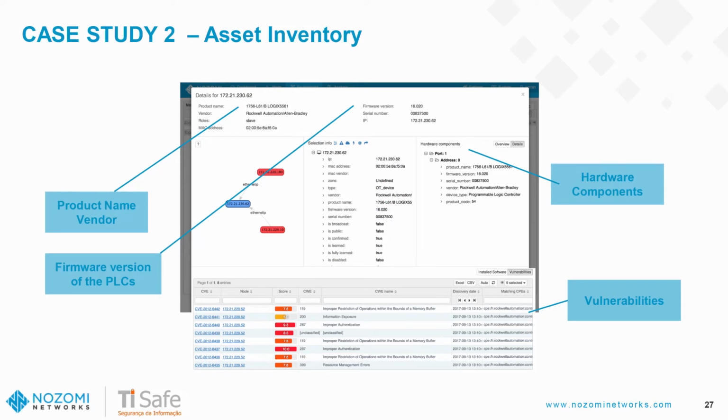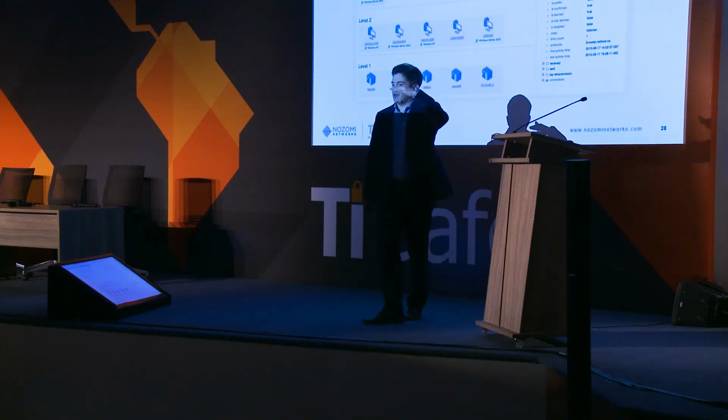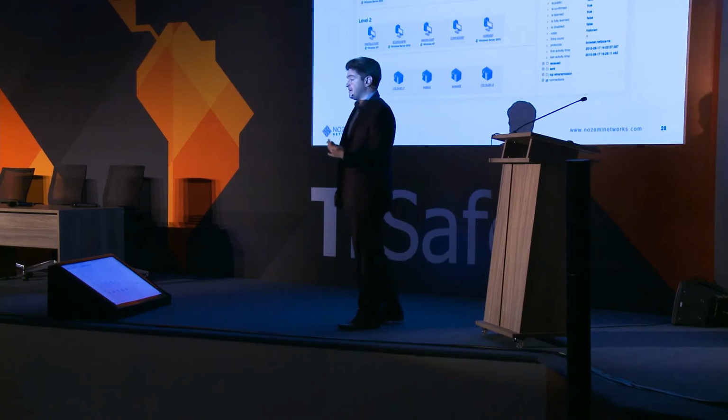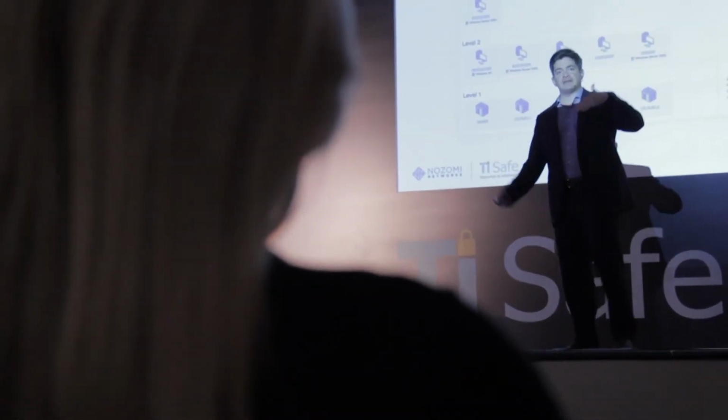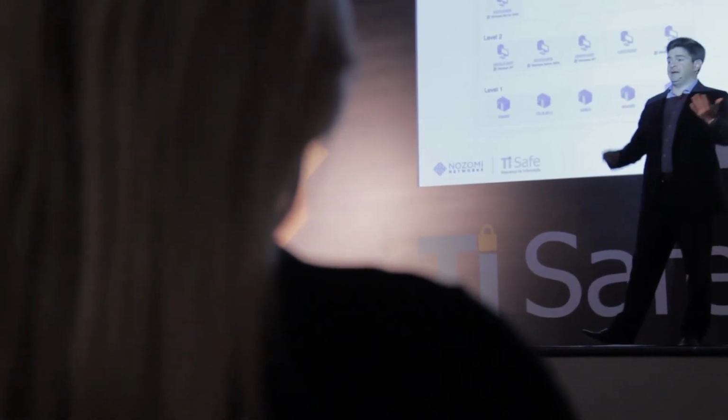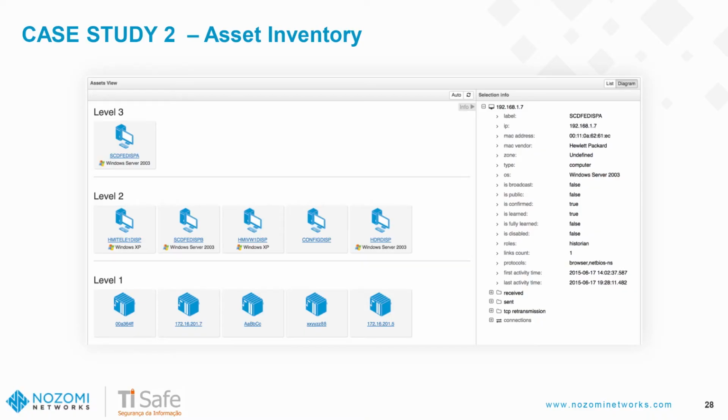Just like vulnerabilities, you can, as I mentioned, know the firmware version, product name, hardware components. You can layer your assets in the way they're segmented. This particular segmentation is called the Purdue model. So you can order your assets by Purdue model or by any segmentation that your company enforces.